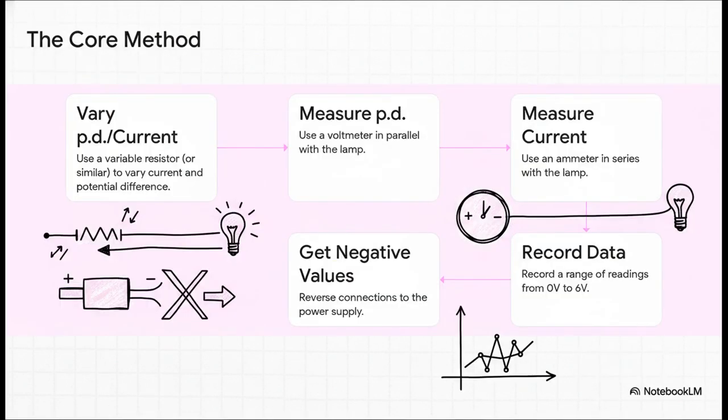Okay, let's check out the mark scheme's indicative content. This is basically the examiner's checklist. You need some way to change the potential difference, like a variable resistor. You absolutely have to say you're measuring potential difference with a voltmeter in parallel and current with an ammeter in series. And crucially, for this specific graph, you have to explain how to get those negative values by flipping the connections on the power supply.